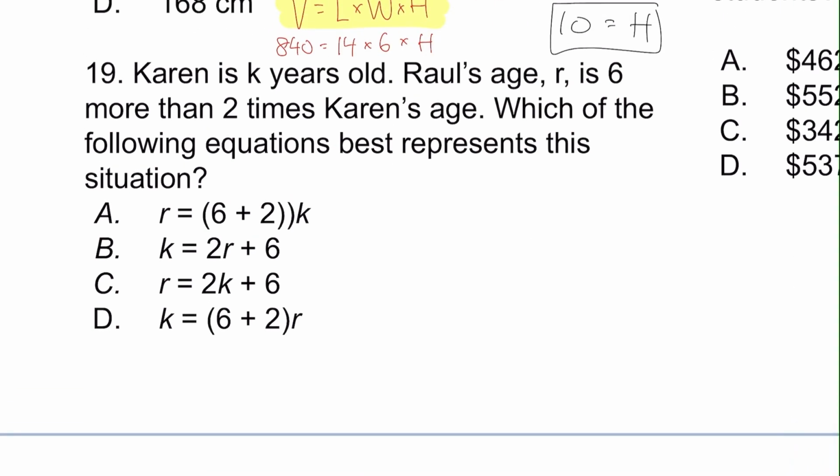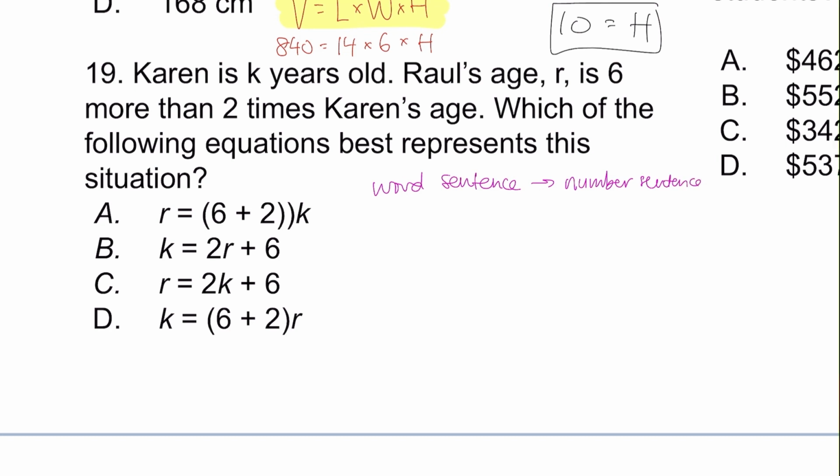All right, next for number 19. Karen is K years old. Raul's age, R, is 6 more than 2 times Karen's age. Which of the following equations best represents this situation? So here you have to turn the word sentence into a number sentence.